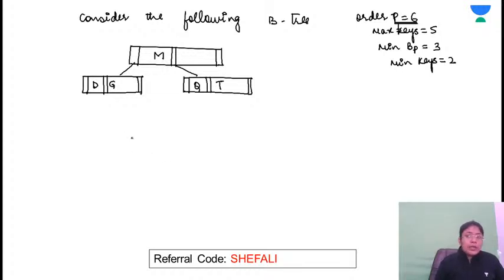आपने क्या किया? जो भी keys आ रही थी, you have just divided it by 2 and took its ceil value. P by 2, if P is representing the order of the tree, then P by 2 gives you the minimum number of block pointers. And if minimum number of block pointers are P by 2, then the minimum number of keys will be P by 2 minus 1. This is what we have discussed in the first slide only.